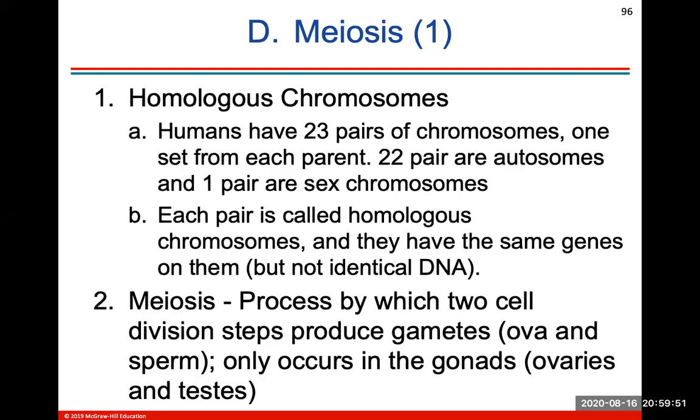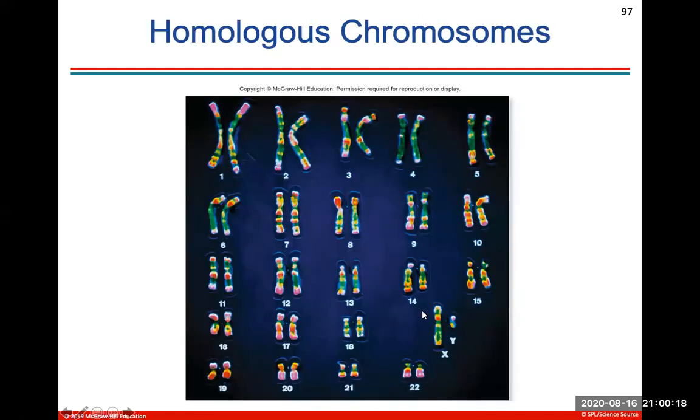Homologous chromosomes. So humans have 23 pairs of chromosomes, one set from each parent. 22 pairs are what we call autosomes, with one pair being the sex chromosomes. Each pair is called homologous, and they have the same genes on them, but not identical DNA. Meiosis, unlike mitosis, is the process by which two cell division steps will produce gametes, which are the ova, the egg, and the sperm. And meiosis only occurs in the gonads, the ovaries and the testes. So these are the homologous chromosomes, the 22 sets, and then this XY, the 23rd, is the sex chromosome.